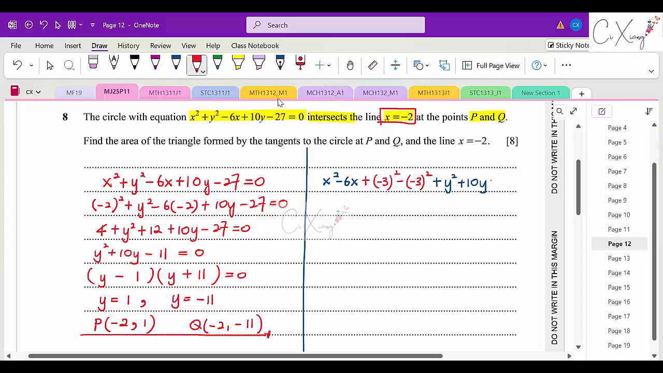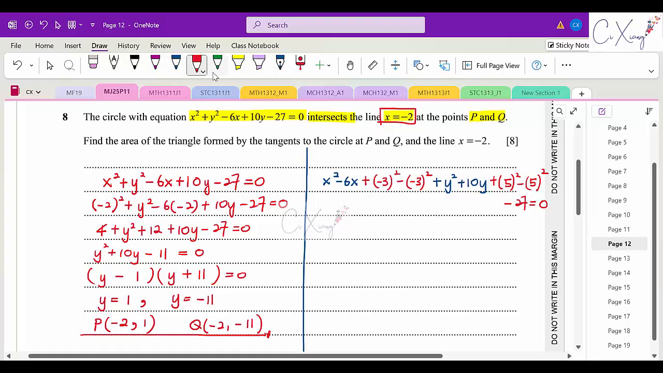Again, I must be having something plus something square minus something square. And what is the something here that I should put? I look at the 10y, so I take the 10 divided by 2, which is a 5. Okay, then the last one is the constant term, so minus 27 equals to 0.